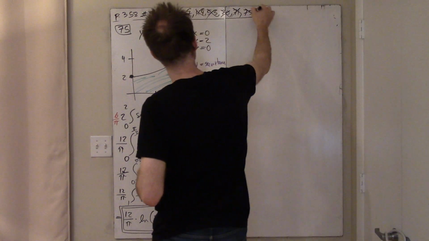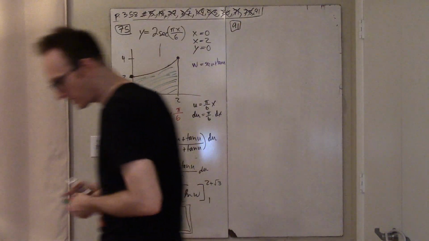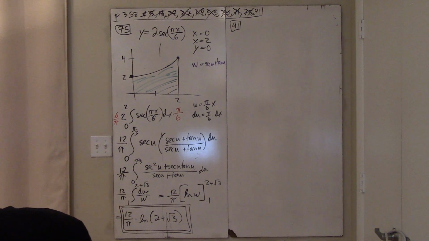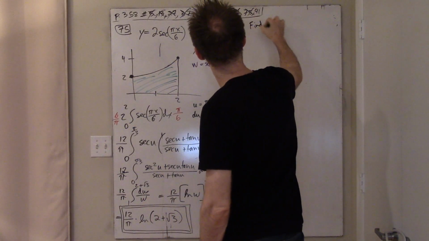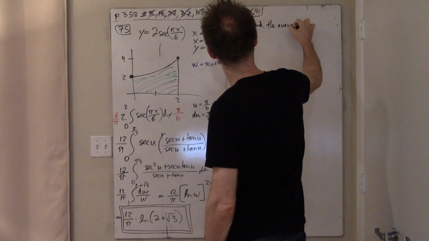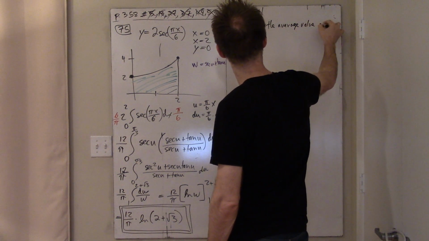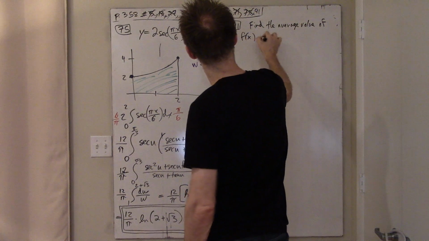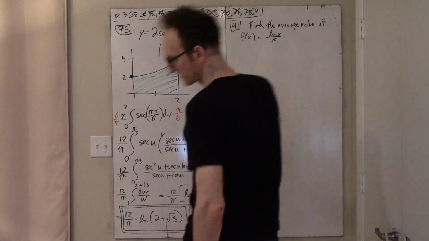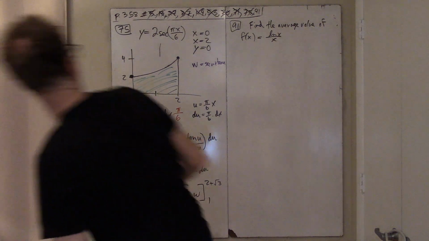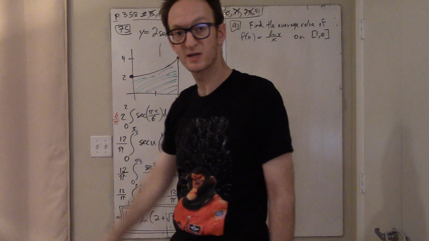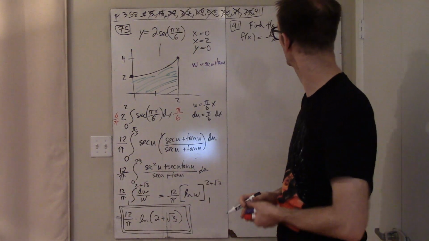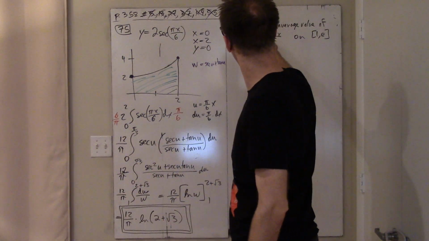Okay, last problem is number 91. Number 91 says, find the average value of f of x equals ln x over x on the interval 1 to e. Okay, this is a little bit repetitive because we kind of did a problem like this like 10 minutes ago. But anyway, what is the average value?